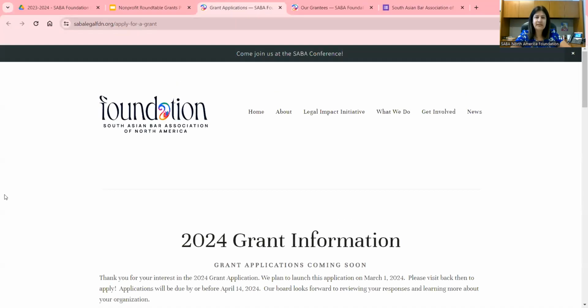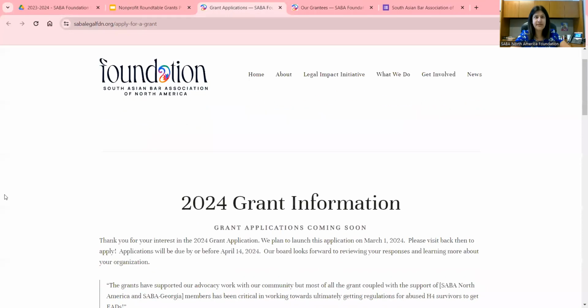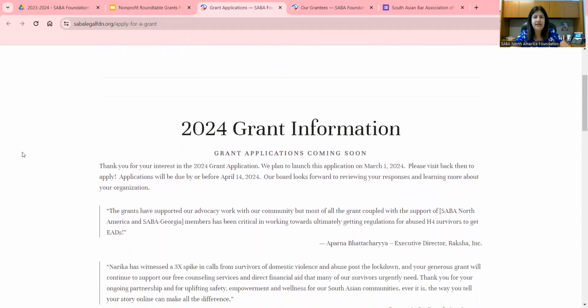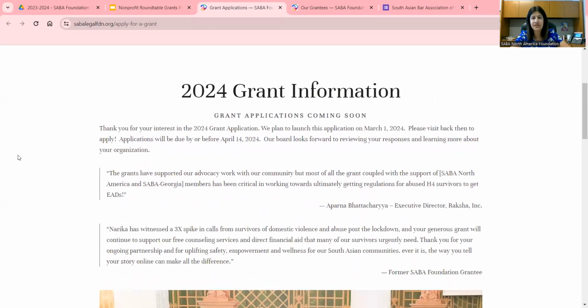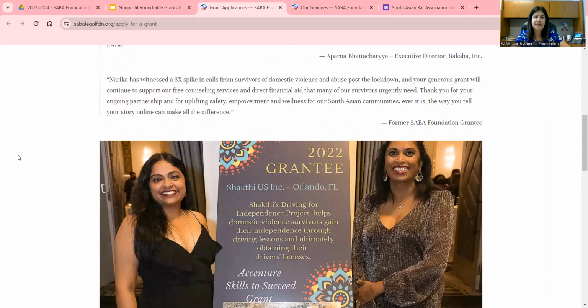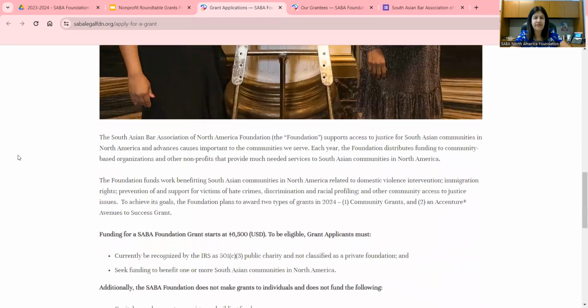So on the grants page, you go to this apply for a grant page, and you'll find the tabs up here. There's a grants tab, and you can scroll down to these pages. You can see that the grant application will be coming soon. It's going to be launched on March 1st, so we invite you to come back to the page then. And it provides just some information about our grants.